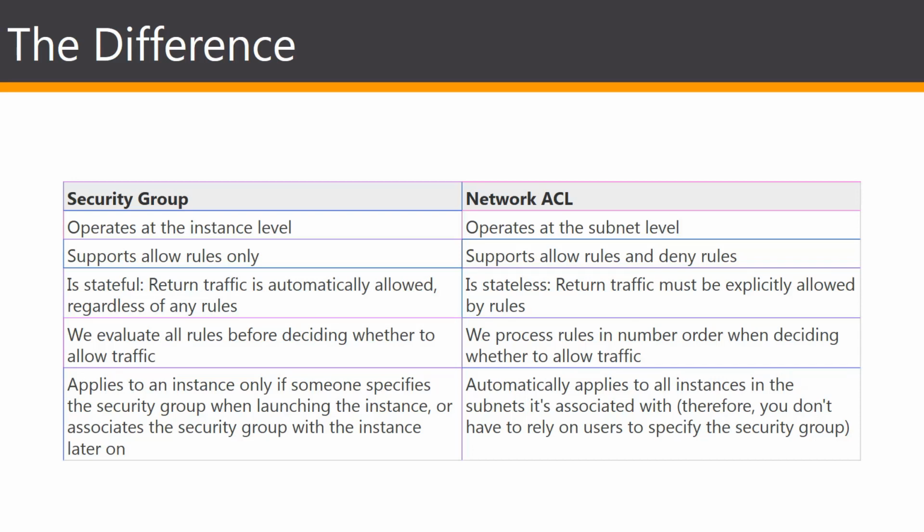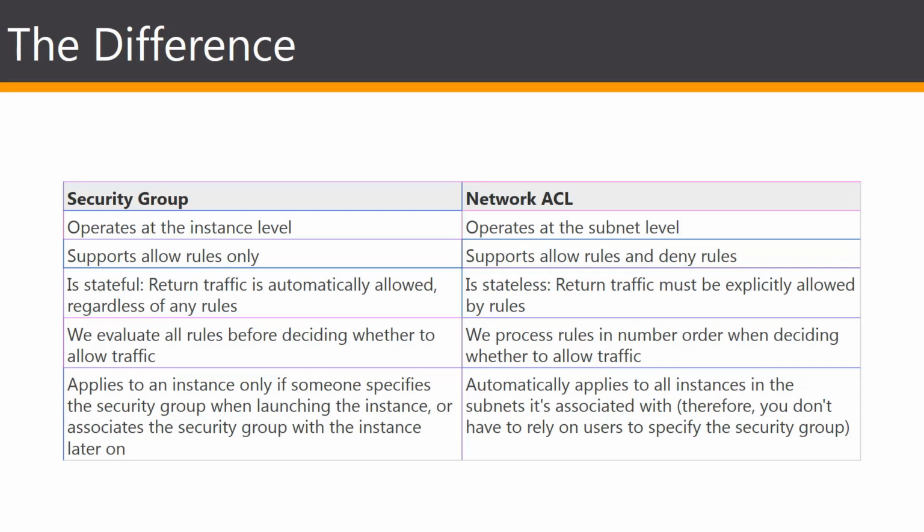For the security group, you can only allow rules, whereas for the network access control list, it supports both allow rules and deny rules, which means for a security group, you cannot specifically deny HTTP traffic. You can only allow everything in, because by default, everything is denied in the security group. Additionally, one is stateful while the other is stateless.